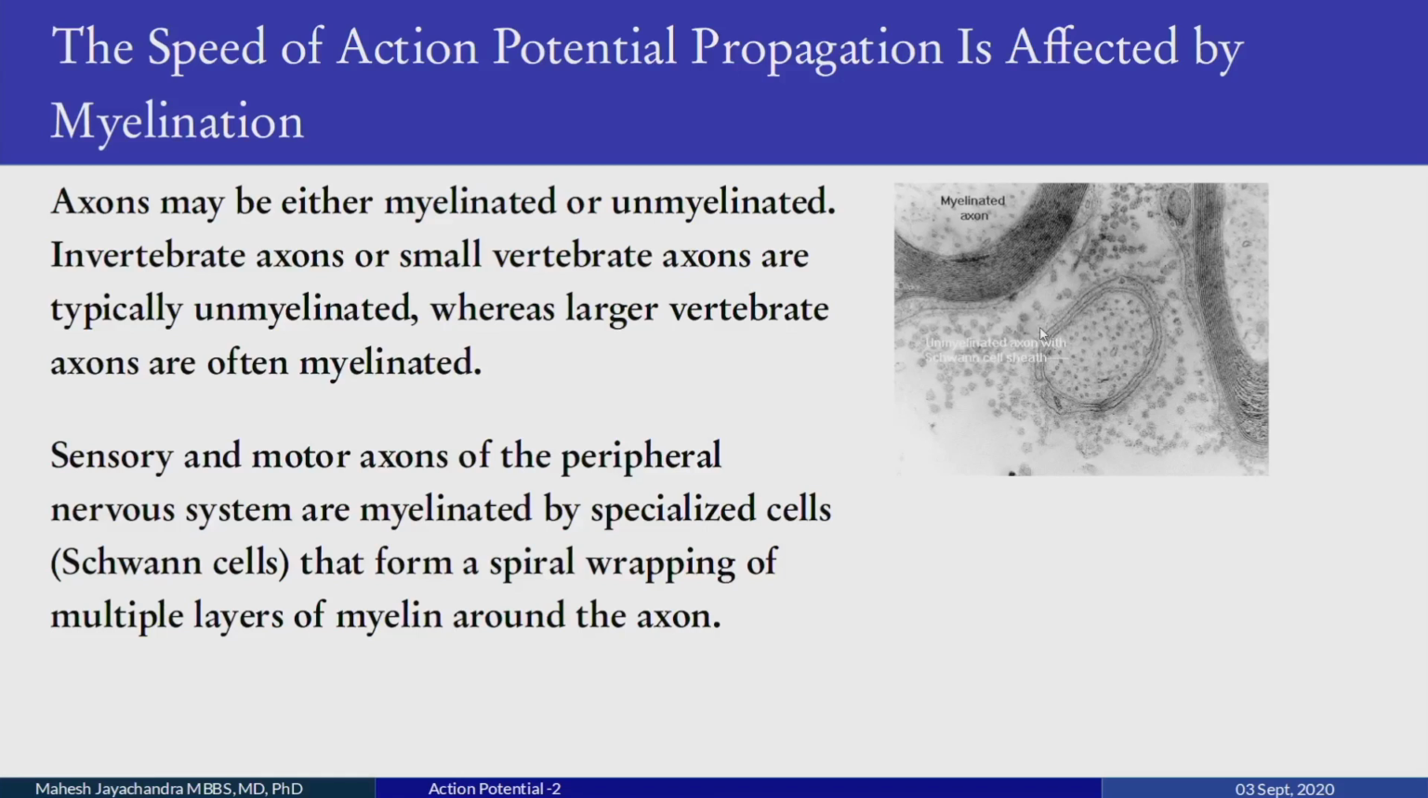Sensory and motor neurons of the peripheral nervous system are myelinated by a special glial cell called a Schwann cell. This forms a spiral wrapping of multiple layers of its cell wall around the axon. Typically, small vertebrate axons, like for example pain C fibers, and invertebrate axons are not myelinated, whereas large vertebrate axons are often myelinated. We will get into the details of the advantages of myelination in just a little bit.